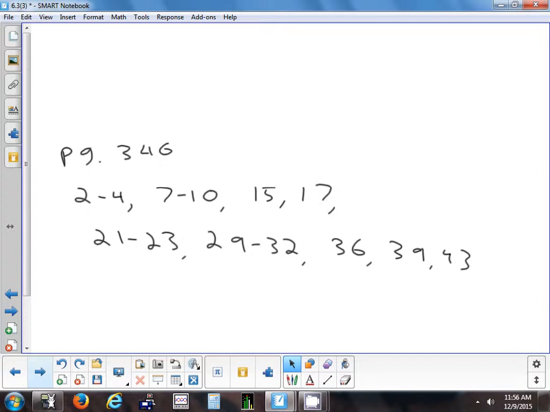This time homework is in the book, so if you want some graph paper, you can grab it. This is page 346, 2 through 4, 7 through 10, 15, 17, 21 to 23, 29 to 32, 36, 39, and 43. They're not all graphing. Some of them are just calculating intersects. Some other ones are just finding domain, range, that kind of stuff. But I think that the early ones are graphing.